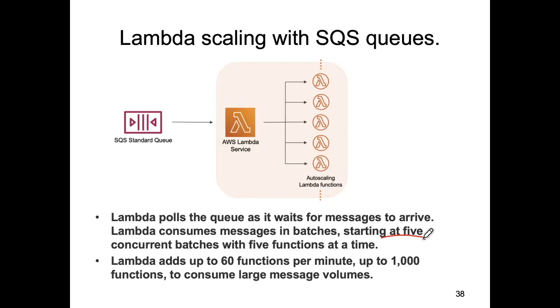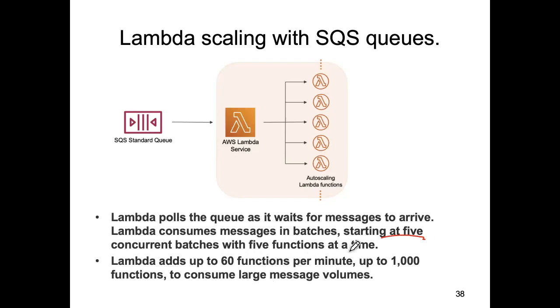And then it will scale up from that 5 instances depending on the volume of messages that it gets back from a polling request. And I'm talking about the rate at which it scales up here. So you don't have any control over that, to a degree. It's just built into the Lambda service as to how it scales up and down.